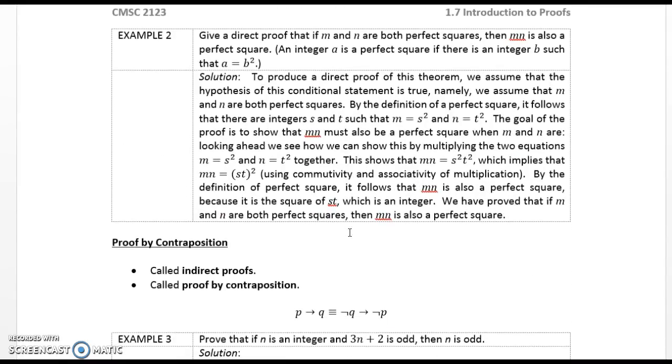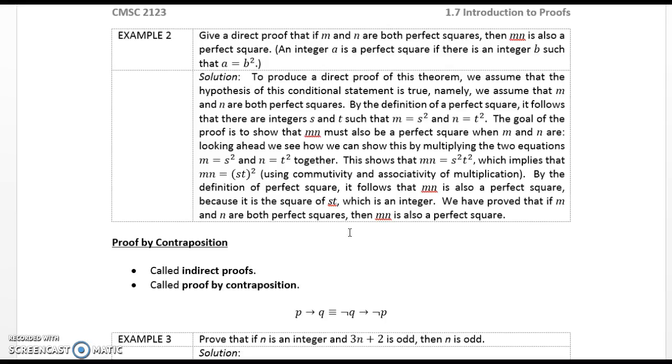N squared. Give a direct proof that if m and n are both perfect squares, then the product of m and n is also a perfect square. An integer a is a perfect square if there is an integer b such that a is equal to b squared.